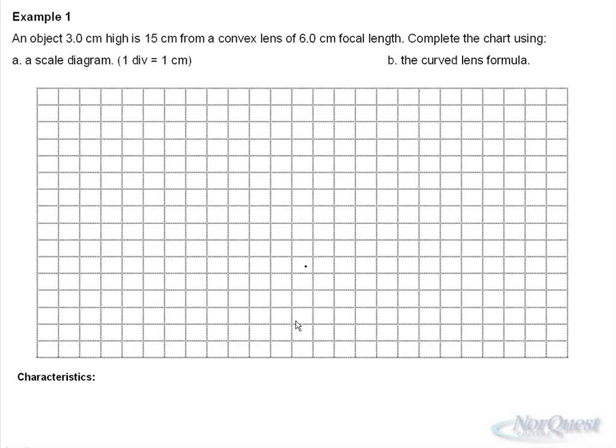Alright, in this example we're going to now look at how lenses work. You'll see some of the similarities between lenses and mirrors, but there are also a few little differences, and we'll address those as we go through each one of these lens examples. In this case, we have an object 3 centimeters high, 15 centimeters from a convex lens with a 6 centimeter focal length. Complete the chart using a ray diagram and using the formulas.